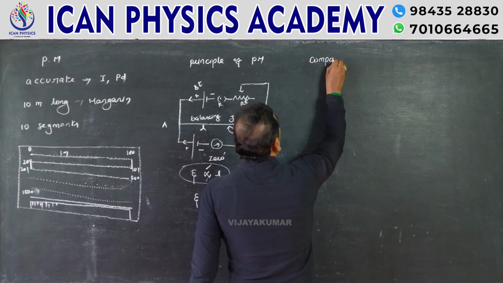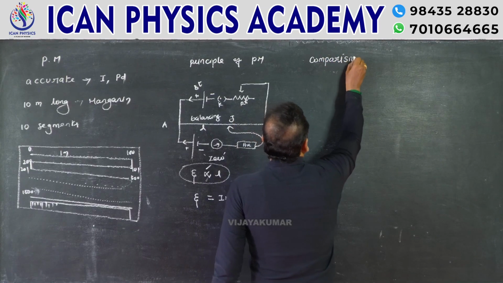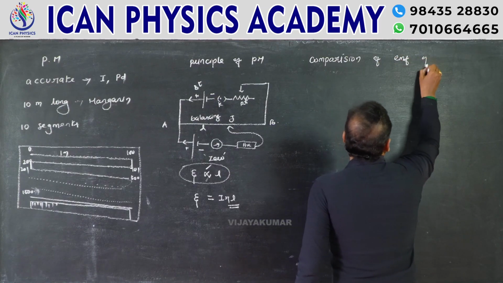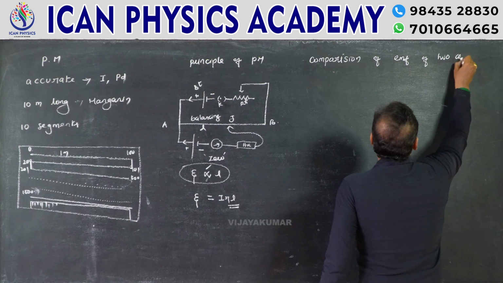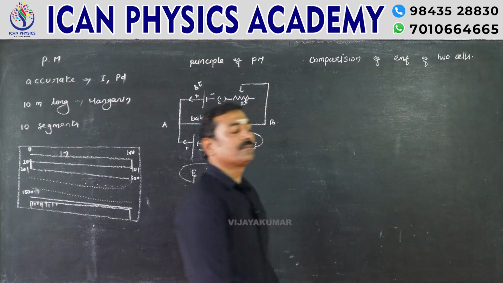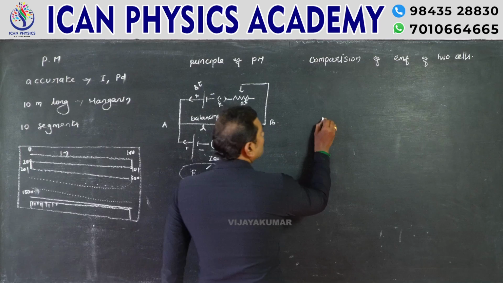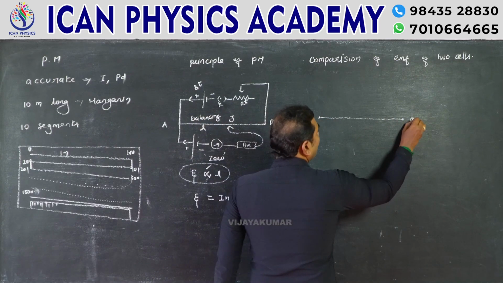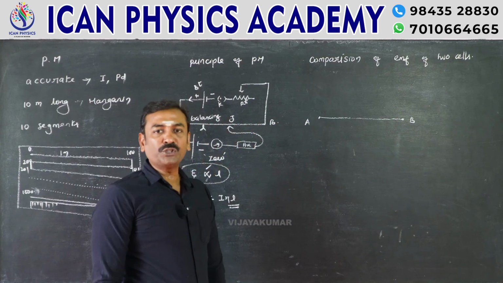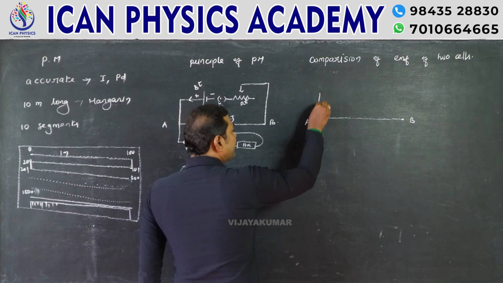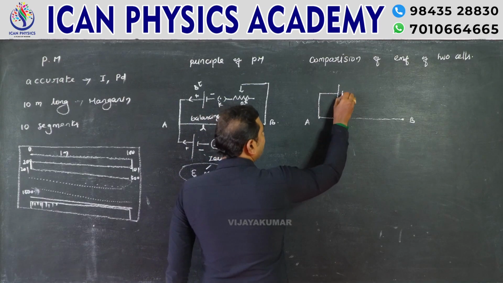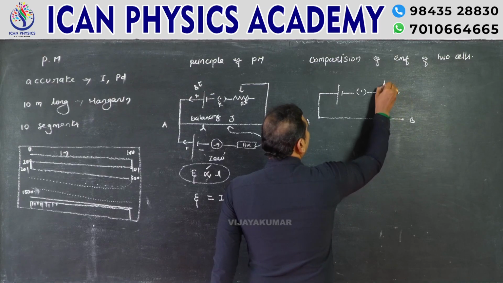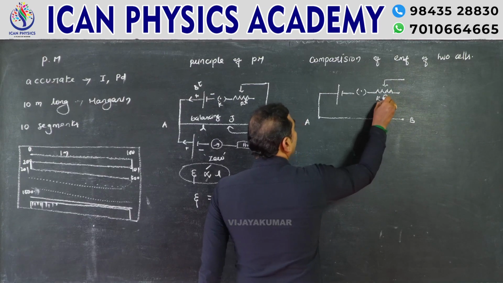comparison of EMF of two cells. Okay. So a straight wire, denoted by A and B, is the potentiometer. Then the terminal A is connected with the battery, the battery is connected with the key, and the key is connected with a rheostat.